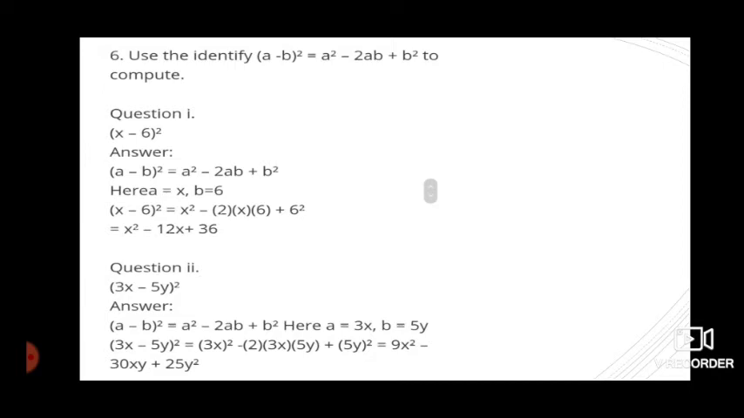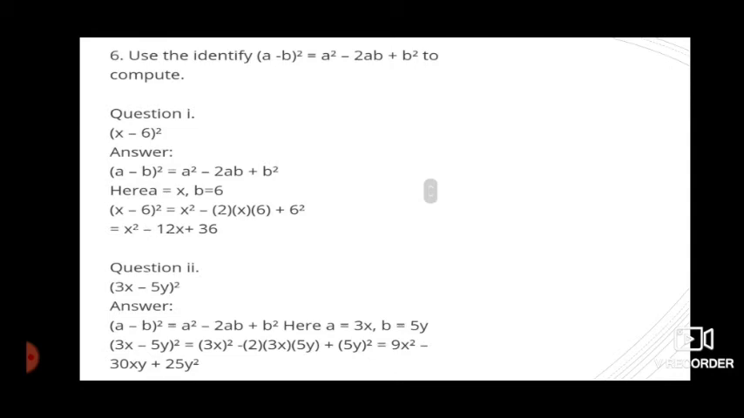Now substitute. A square means x square, minus 2ab means 2 into x into b which is 6, plus 6 square. B square is 6 square. Now x square, like that only I am writing. The middle term, if you observe, 2 into 6 is there. So 2 sixes are 12x, plus 6 square means 36. So the answer is x square minus 12x plus 36.